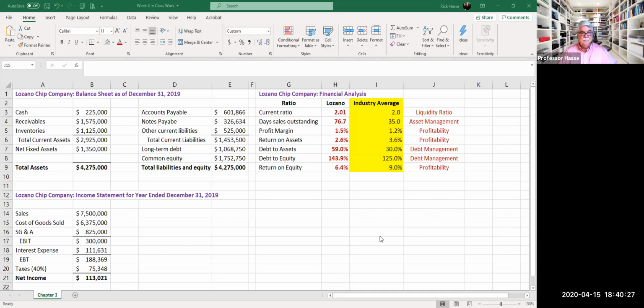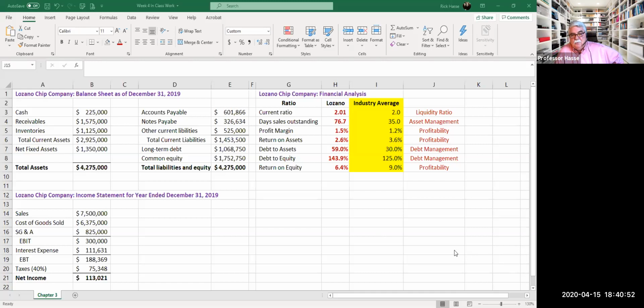Okay, I have put my calculations on the whiteboard here, and we can review them. And what do they mean in relationship to the industry average? These are a variety of different indicators of liquidity, asset management, profitability, and debt management.